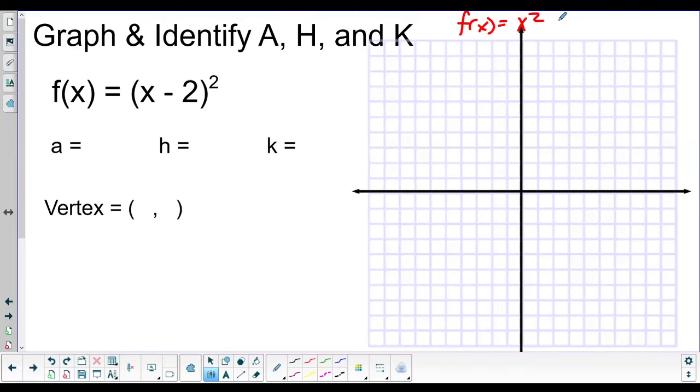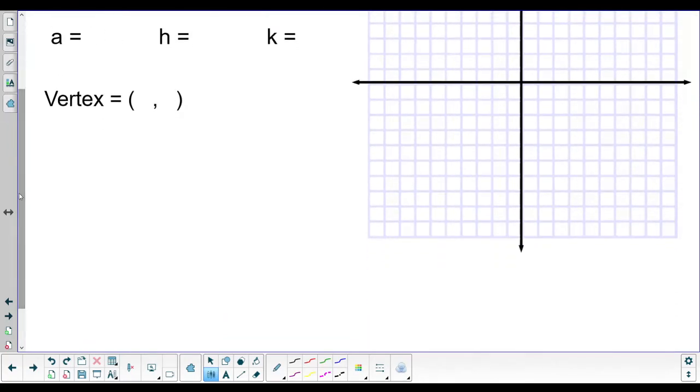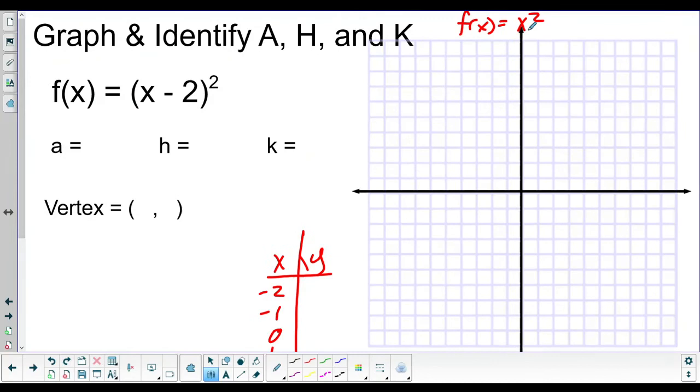What I recommend is starting with an xy table. And let's just graph the parent function. So let's pick some x's. Negative 2, negative 1, 0, 1, 2. And these are just random values I picked. We got a couple negative, a couple positive, and 0, just to get all the interesting bits. Now we're going to plug them into this parent function, just so we can learn what the most basic one looks like. Then we're going to apply this transformation to it.